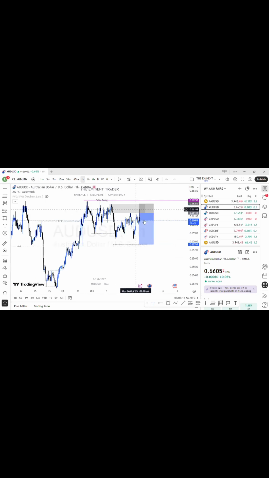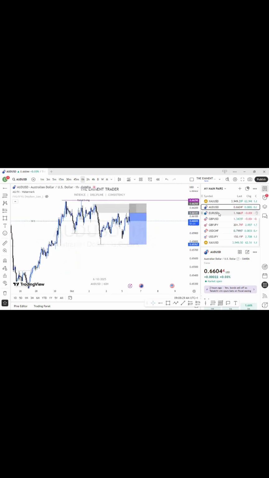But for now, this is a 50-50 setup. This would have been the most preferred one because it would have definitely gotten here after this failed swing and the rejection candles. Do you understand? So that's that for AUD.